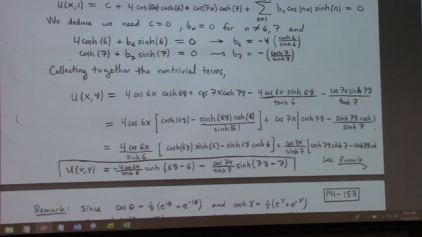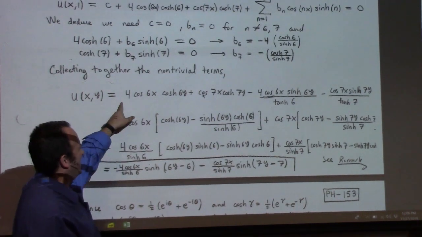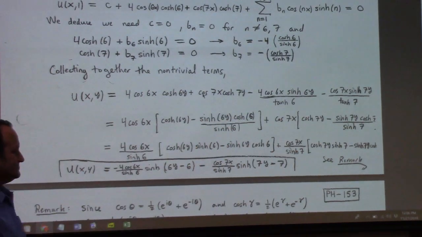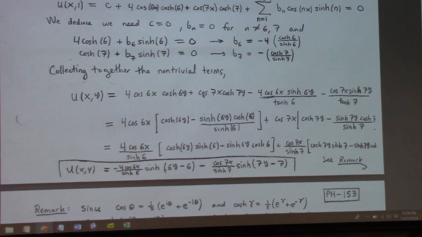It's harder to see that the answer checks if you're using this formula. You could still do it though. Anyway, whatever. So that's Laplace's equation. Obviously, we could have done what?